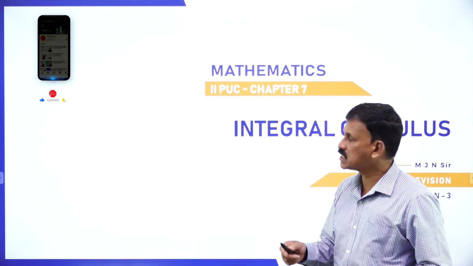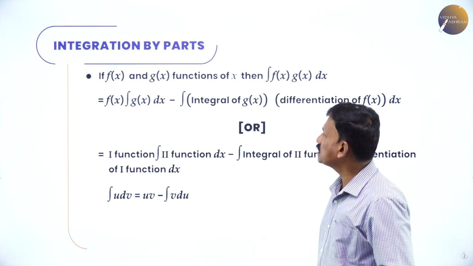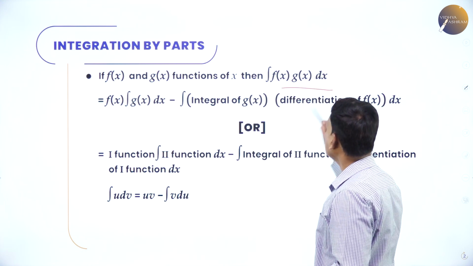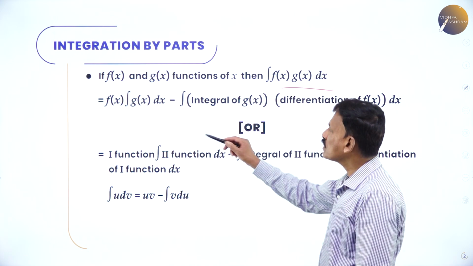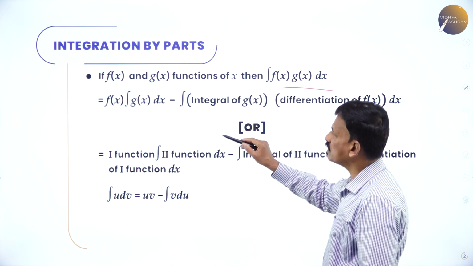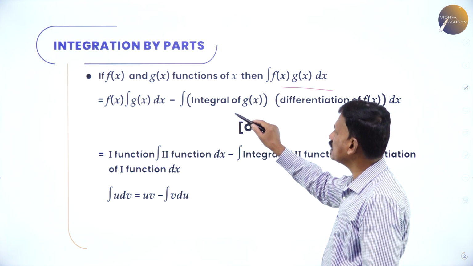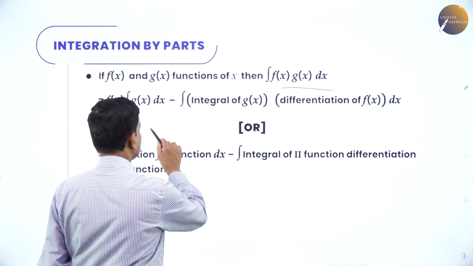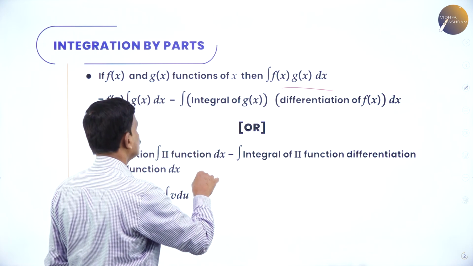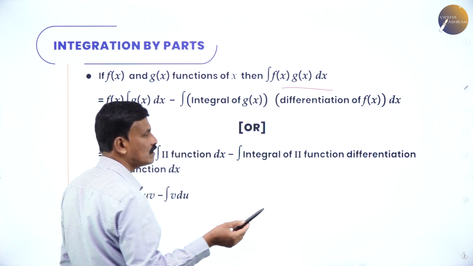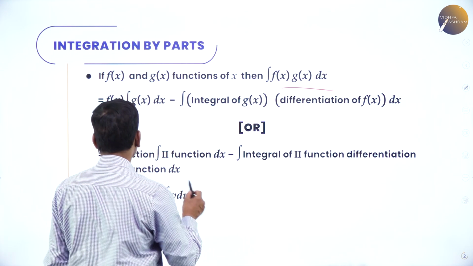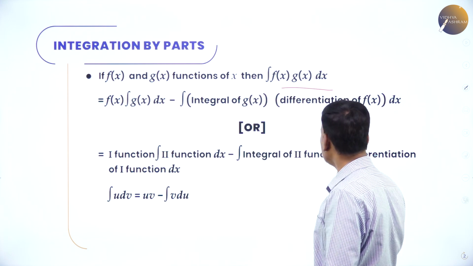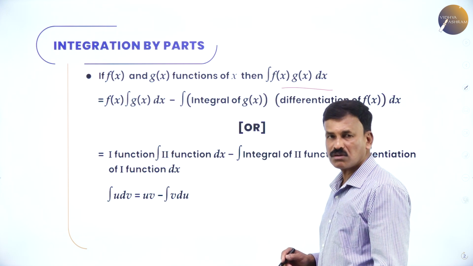Now let us discuss integration by parts. Suppose f of x and g of x are two functions of x, then integration of f of x into g of x dx can be written as first function f of x into integral of second function g of x dx minus integral of differentiation of f of x into the integral of g of x dx. That is first function into integral of second function minus integration of second function into differentiation of first function, and it is called integration by parts.